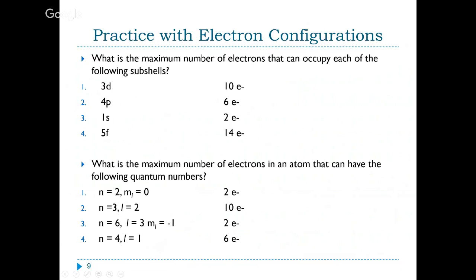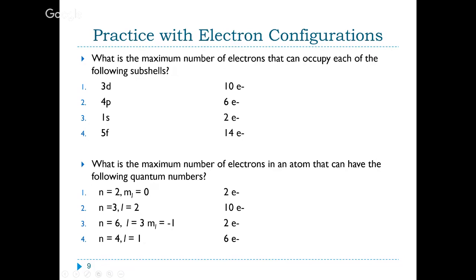N equals 6, L equals 3, M sub L equals 1. So once again, when we get an M sub L designation, that tells me I'm in an orbital, and in a specific orbital, I can only have 2 electrons. So that's my 2 electrons here. Basically what this is saying is I could have a 6, 3, 1, 1/2, and I could have a 6, 3, 1, negative 1/2, right? Those would be my 2 different sets of quantum numbers.